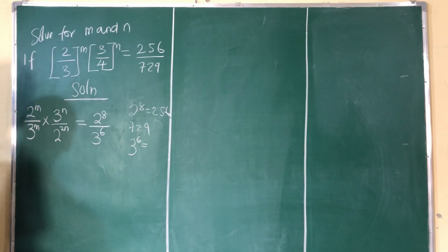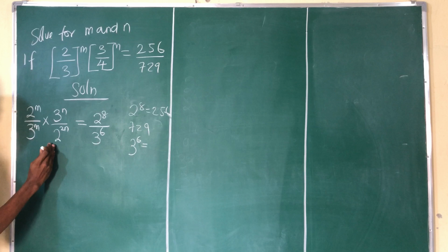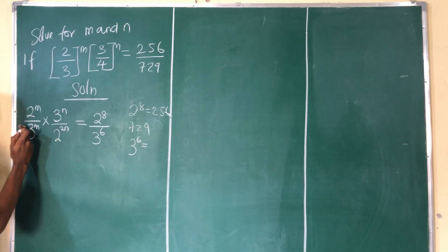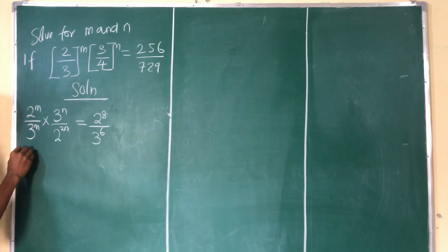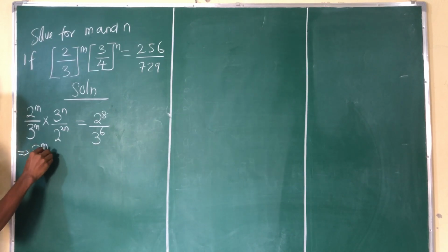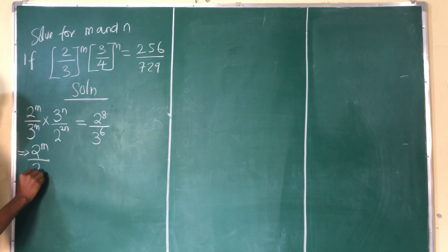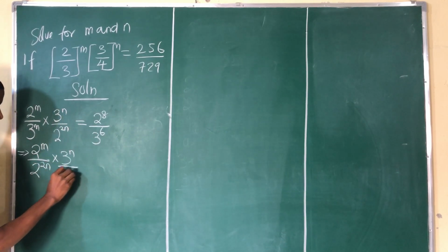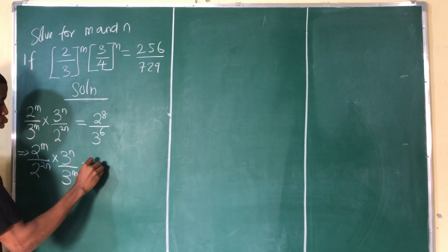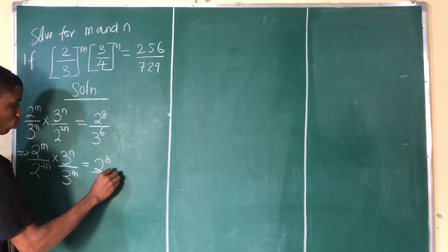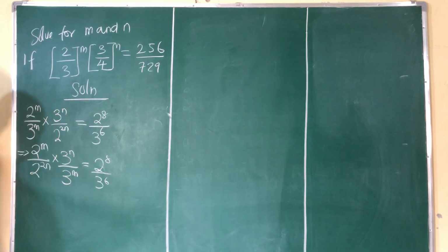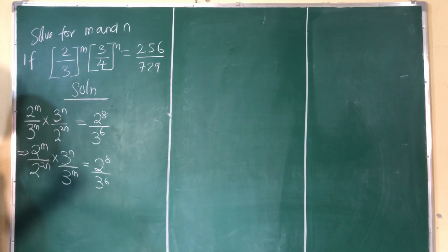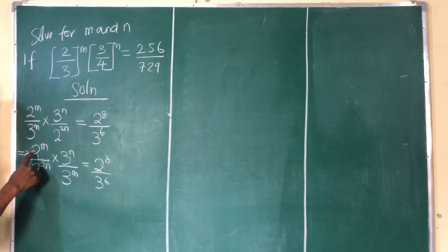Of course, the next step now is to bring any multiple of 2 to one side and any multiple of 3 to one side. It becomes 2 raised to power m, bringing this one down, 2 raised to power 2n, multiplied by 3 raised to power n over 3 raised to power m, is equal to 2 raised to power 8 over 3 raised to power 6. Now, this is the concept. What did you notice?